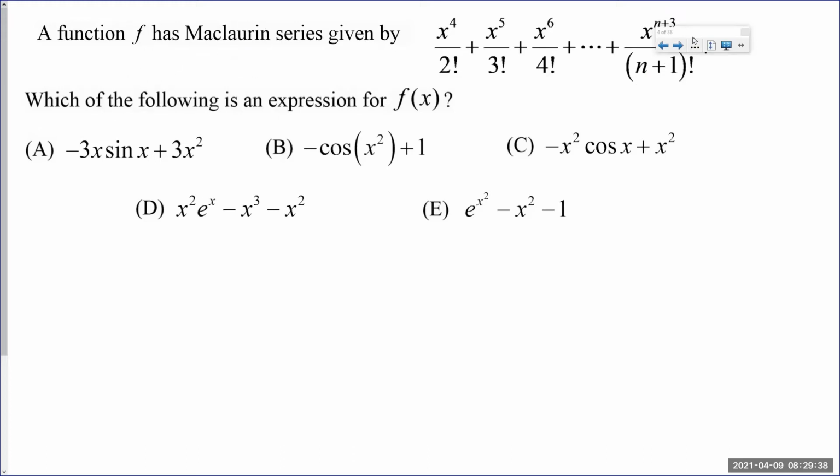Okay, they give you a series. They tell you it is a Taylor series. It's centered at 0 because it's a Maclaurin series. And then they ask you, which one does this series represent? So how would you go about doing this? How would you do it?